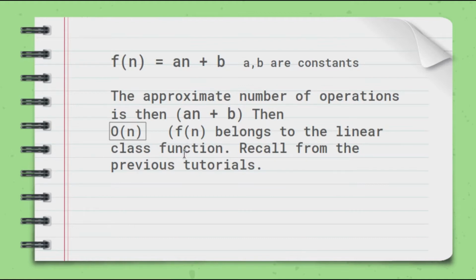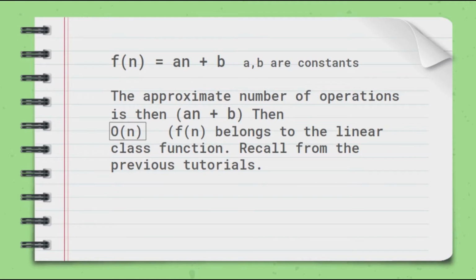So here f of n belongs to the linear class of functions, remember. Recall from the previous tutorial, we take the highest power or the degree of the polynomial. Since this is a linear class function, we take the term that has the highest degree, which is this one. So we take then big O of n, as we are going to see later. So that's what we can say about iterative looping construct algorithms.